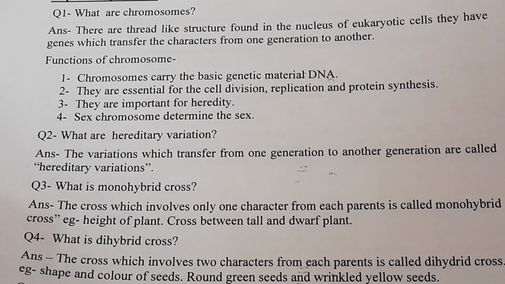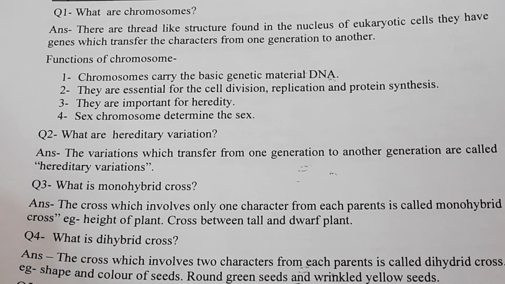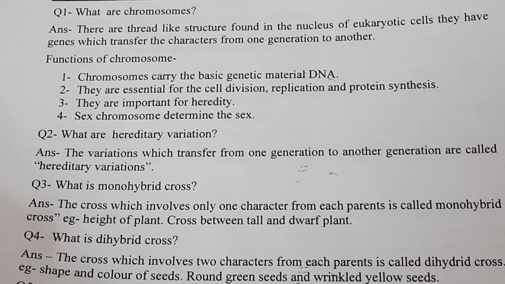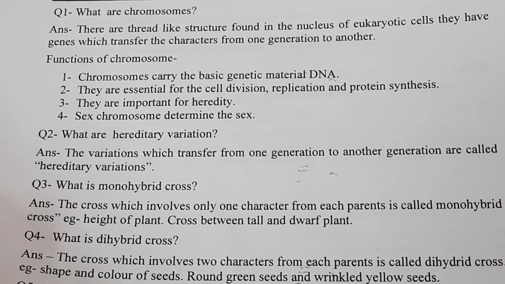As I have explained earlier, these chromosomes are responsible for distinguishing between male and female. मेल और फीमेल में डिस्टिंग्विश करने के लिए क्रोमोसोम्स रिस्पॉन्सिबल होते हैं. 23 पेयर्स क्रोमोसोम प्रेजेंट रहते हैं. But what are chromosomes? These are the thread like structures found in the nucleus of eukaryotic cells and they have genes. उसके अंदर जीन्स रहता है जो कैरेक्टर ट्रांसफ़र करता है एक जनरेशन से दूसरे जनरेशन में. Now what are the main functions of chromosomes? It carries the basic genetic material that is DNA. It is essential for cell division, important for heredity, and sex chromosome determines the sex.